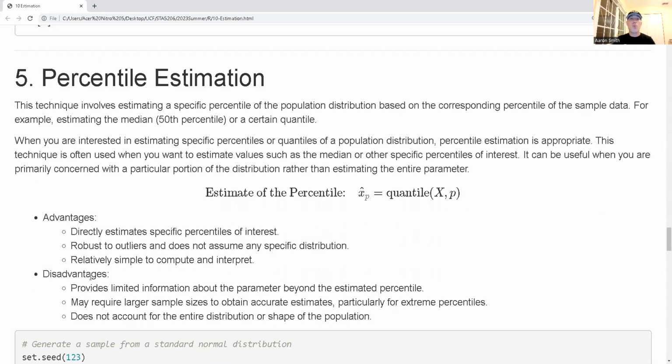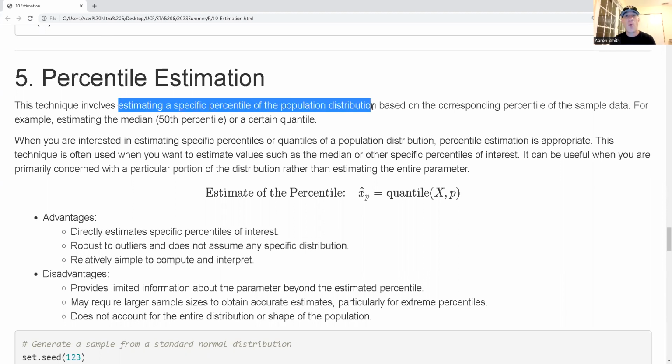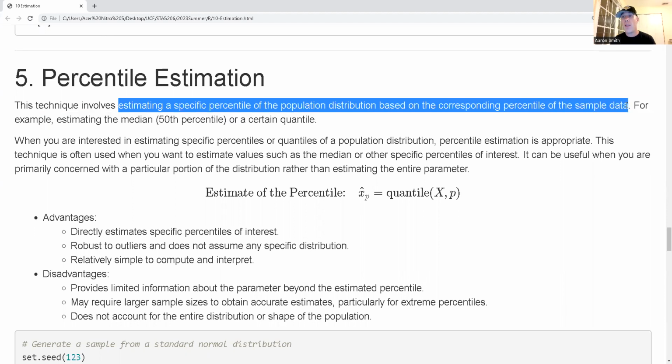All right, the next thing I want to talk about is percentile estimation. We use this when we compute medians, also when we compute box plots and interquartile ranges. Percentile estimation involves estimating a specific percentile of the probability distribution based on the corresponding percentile of the sample data. So here I want to estimate where the 50% mark, the halfway mark on the distribution is. Well, that's the median, right? The median of the population, which I'll estimate with the sample median.